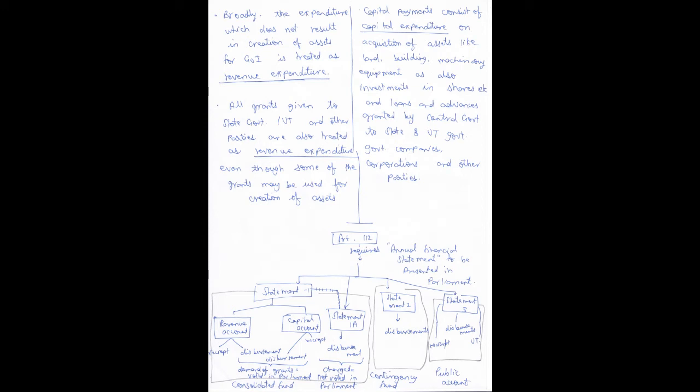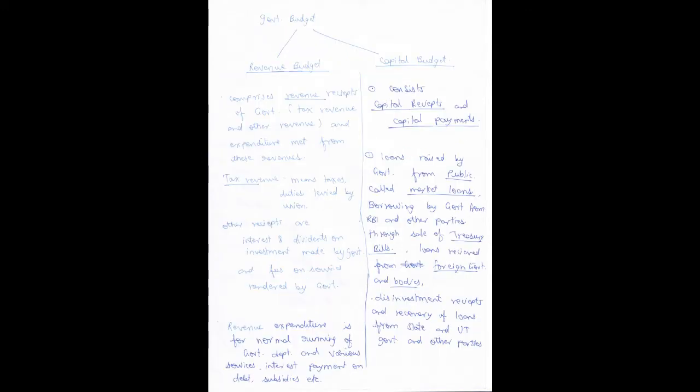Means for the day-to-day working of the government, whatever expenses they have to do and whatever revenue they earn, it is called revenue budget. All grants given to state governments, union territories and other parties are also treated as revenue expenditure, even though some of the grants may be used for creating assets. Meaning the expenditure which is spent and is not to come back, a grant, that is called revenue. That will be termed as revenue budget.